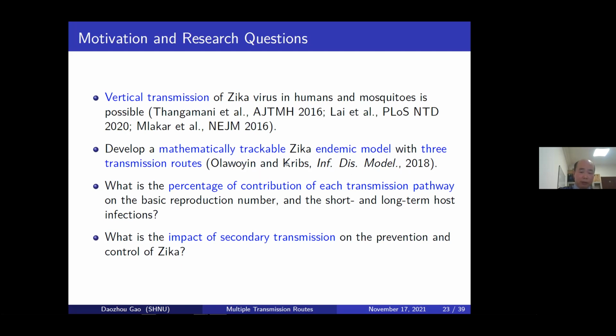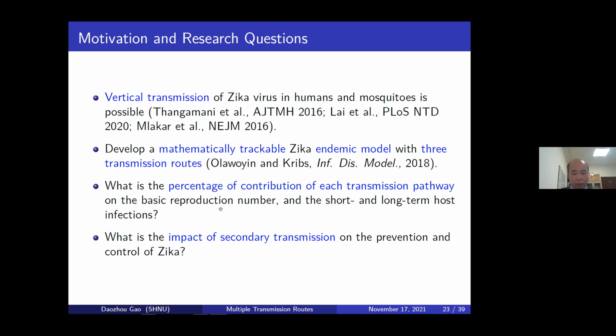In fact, there was already a paper published in Infectious Disease Modelling in 2018. The paper also considered these three transmission routes, but the model is very complicated, so they only did some numerical simulations and did not perform a rigorous mathematical analysis. Here we want to develop a mathematically tractable model. Then, based on the model, we want to study the percentage of contributions of each transmission pathway.